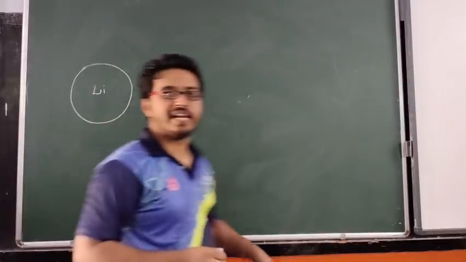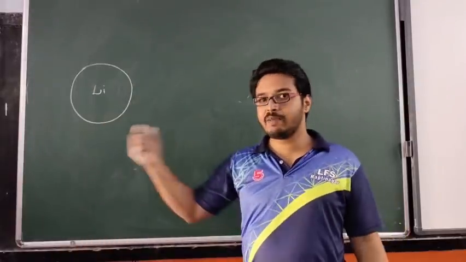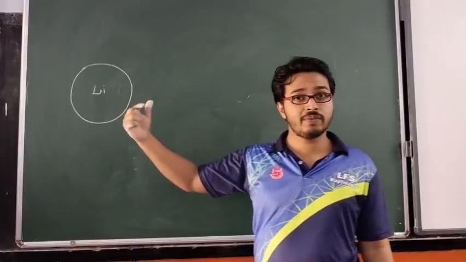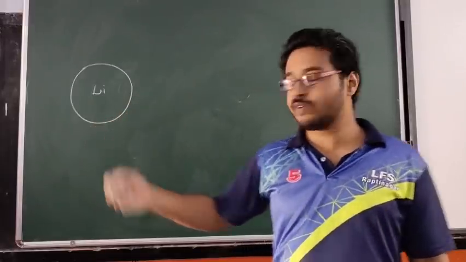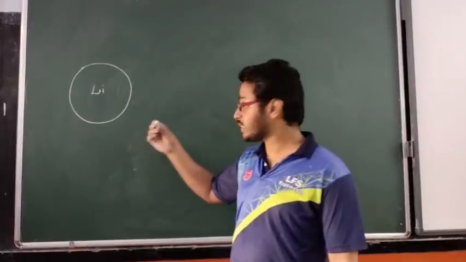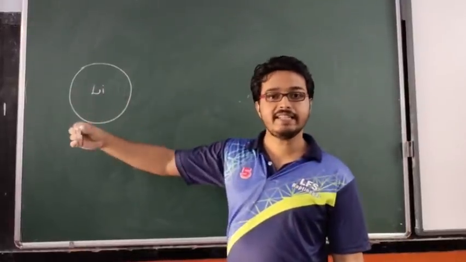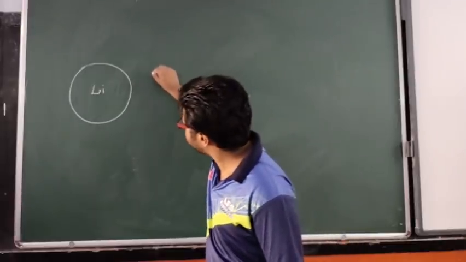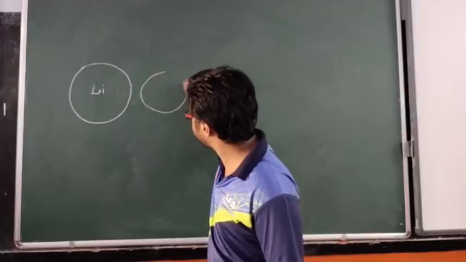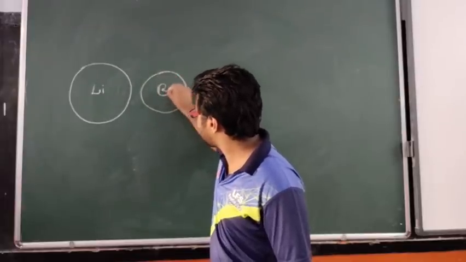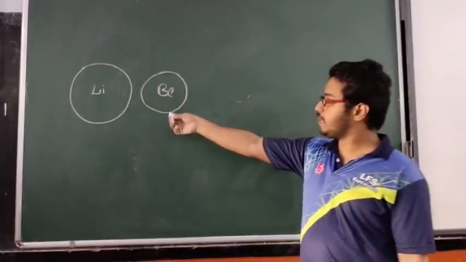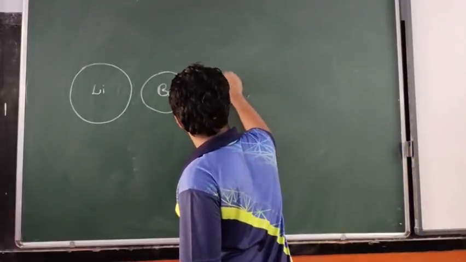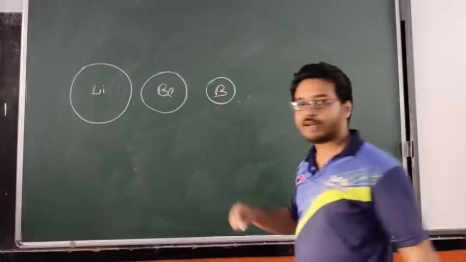So the next one is beryllium. Lithium was having 3 protons inside the nucleus. Now beryllium is having more protons inside the nucleus, so it is having more nuclear charge. So when the nuclear charge increases, what is decreasing? The atomic size will decrease. So if you are drawing beryllium, the size of beryllium will be smaller than that of lithium. After beryllium, there is boron. The size of boron will be smaller than beryllium.